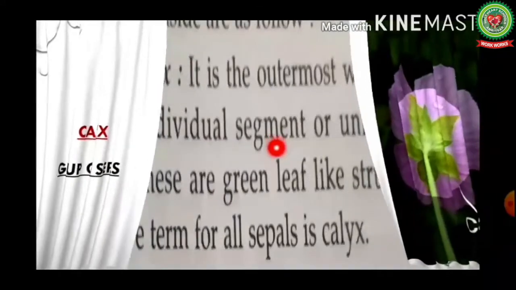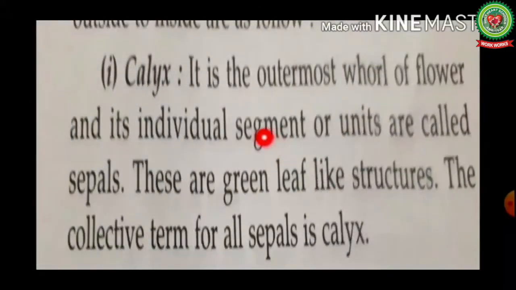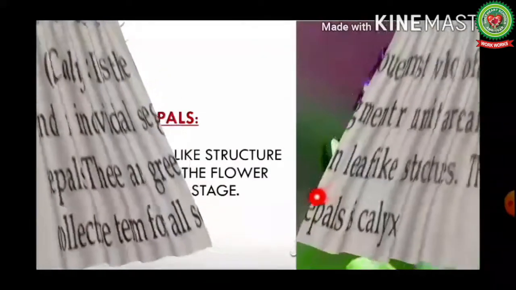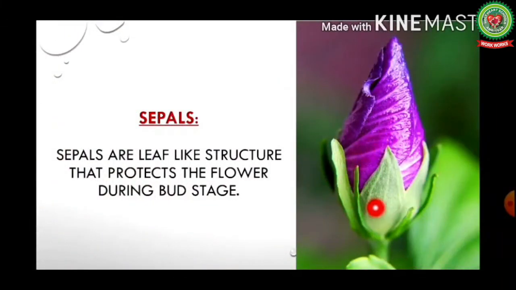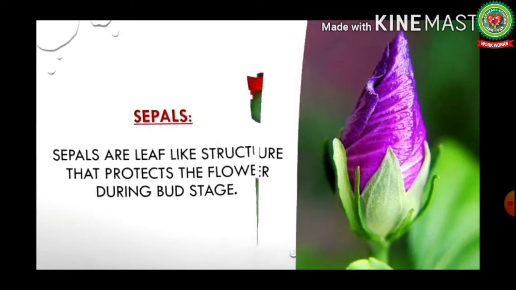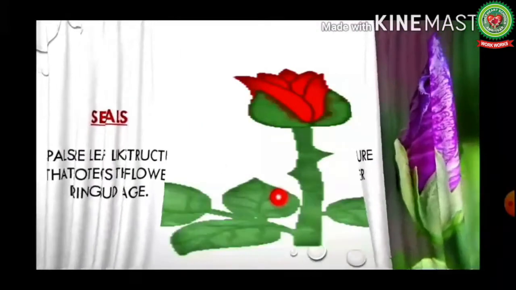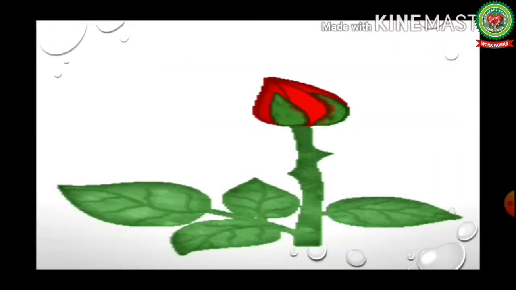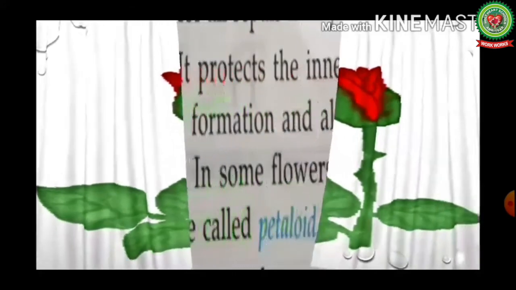It is the outermost whorl of the flower and its individual segments or units are called sepals. These are green leaf-like structures. The collective term for all sepals is calyx. Now what are sepals? Sepals are green leaf-like structures that protect the flower during bud stage. In this picture you can see sepals protect the flower during bud stage.